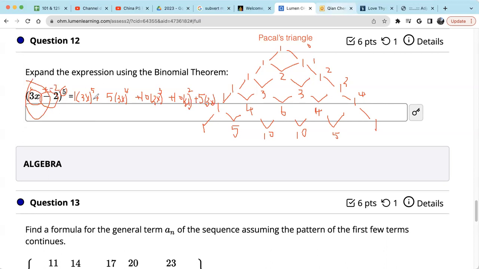Start from the first term, negative 2 raised by 0, which is 1. Then the second one will be negative 2 raised by 1. Third one will be negative 2 raised by square. Then keep going. This will be negative 2 raised by 3. Then negative 2 raised by 1, just negative 2.